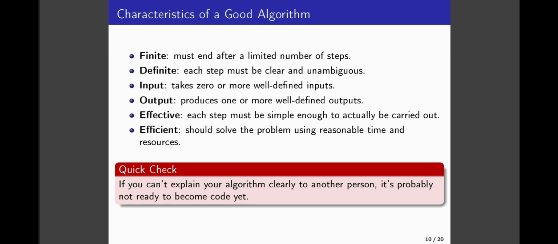It needs input, zero or more well-defined inputs, and of course there should be output too, one or more well-defined outputs. It has to be effective, meaning each step is simple enough to actually be carried out. And finally, it should be efficient, solving the problem using a reasonable amount of time and resources. So if you can't clearly explain your algorithm to another person, it's probably not ready to become code yet.